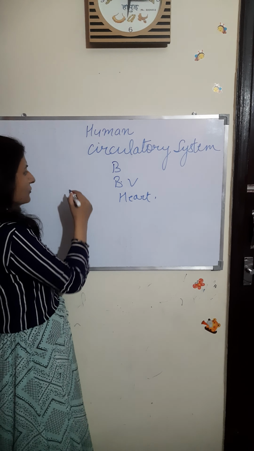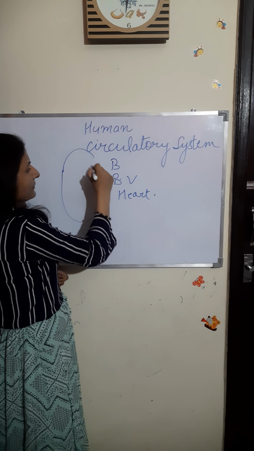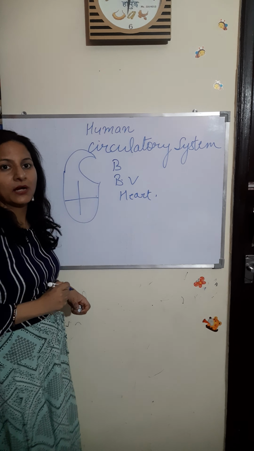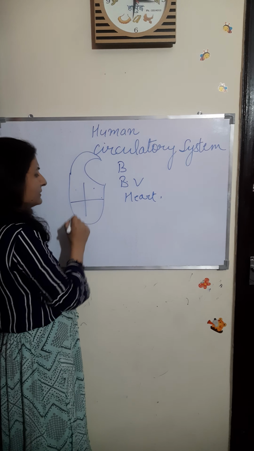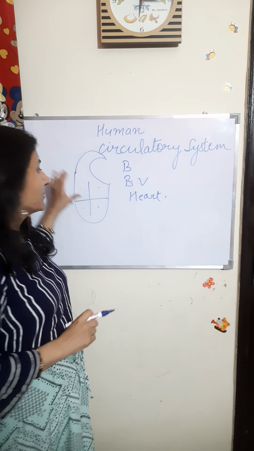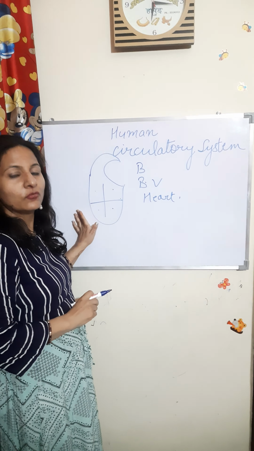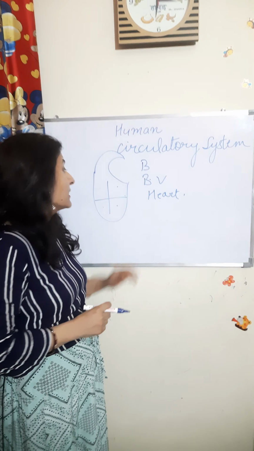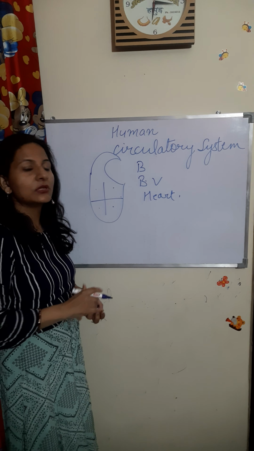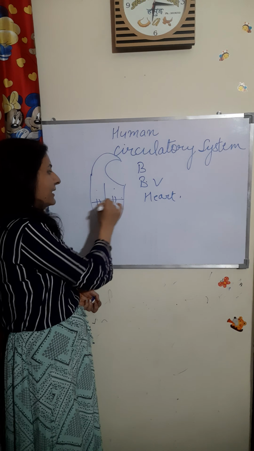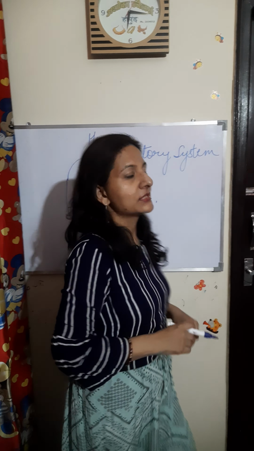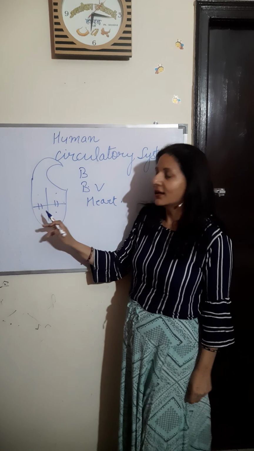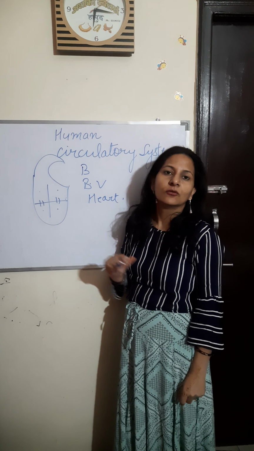Okay, so if we draw a diagram of the heart, it is divided into 4 parts, that is you have auricles and you have the ventricles. The upper chambers are called auricles and the lower chambers are called ventricles. They are further divided by different walls in these chambers. These walls are called cuspid walls.